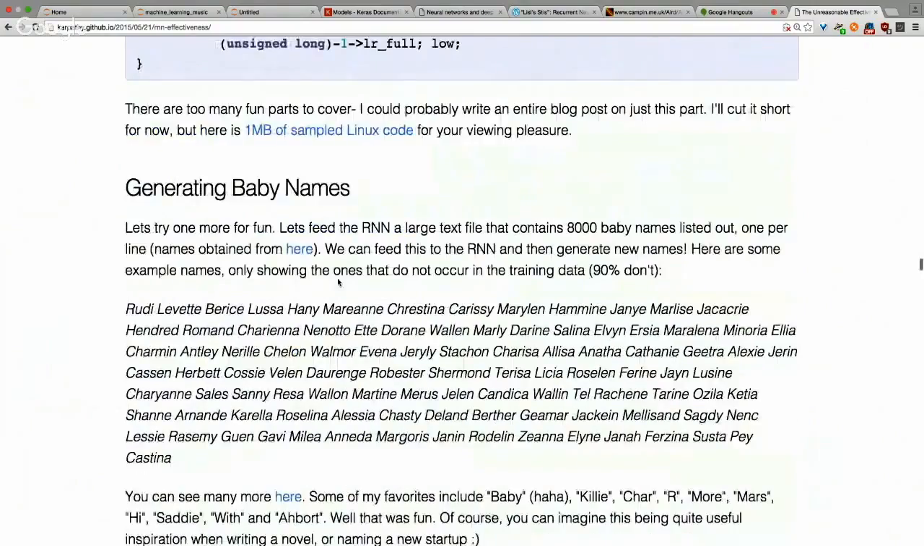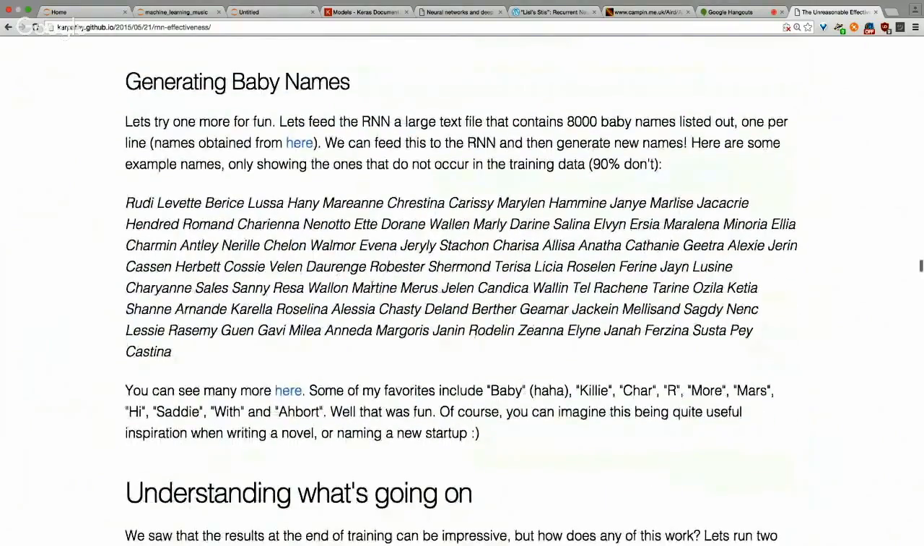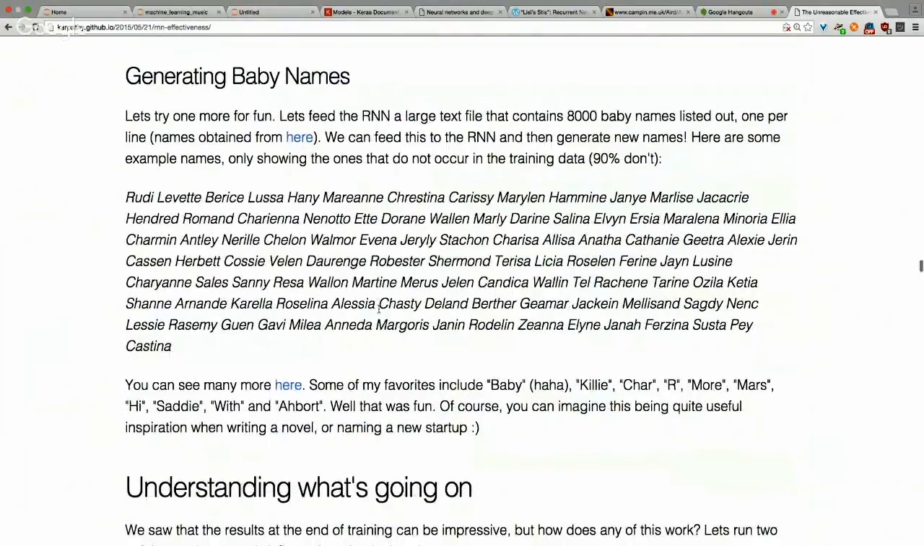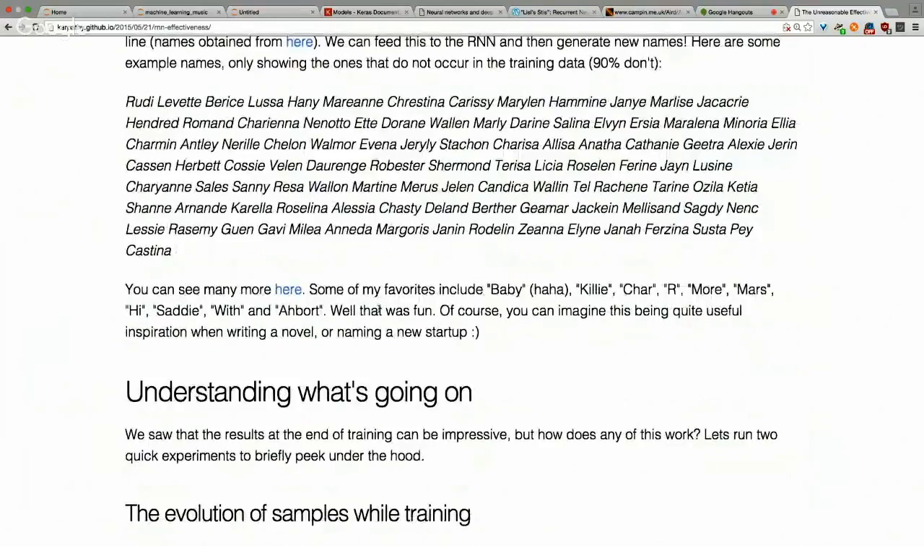Yeah. Baby names. Long baby name. Oh, those are individual baby names. Okay, I was going to say. Some of my favorites include baby. Which makes sense, because I guess if you're training on birth records data, sometimes you have to come up with a name for the baby.